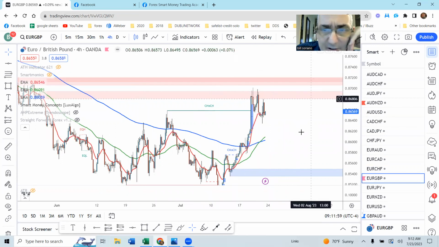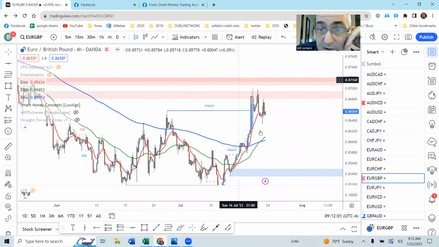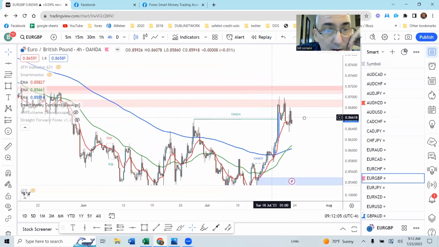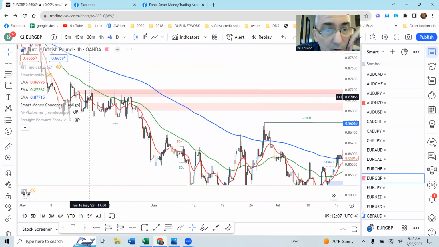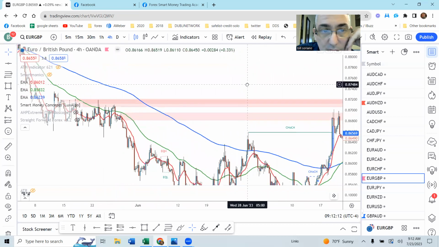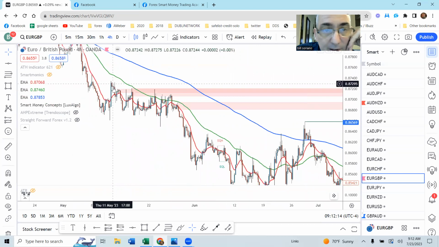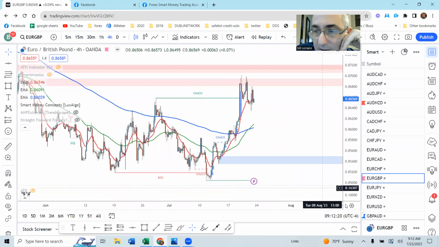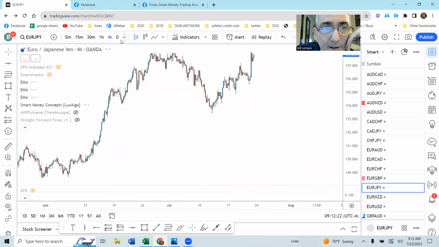I don't like anything here because it's already been hit and reacted off of, right? And even higher up, we have no imbalance. All the imbalances have been filled, right? We have some imbalance up here, but again, we have no engulfing candles, so we have no order block up there that we can identify. So let's just skip that pair for right now.